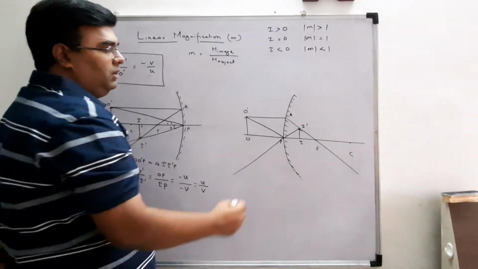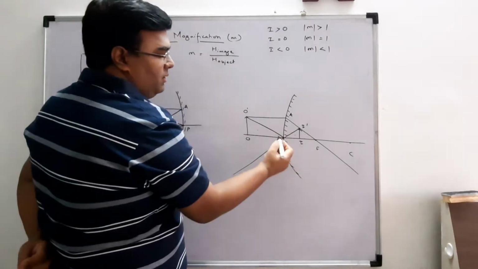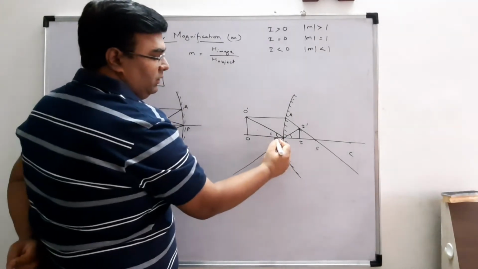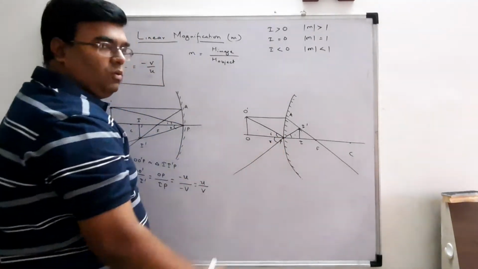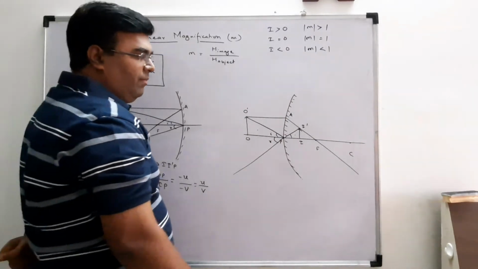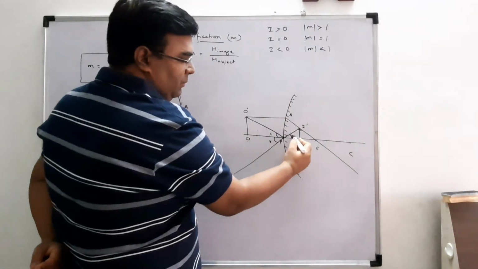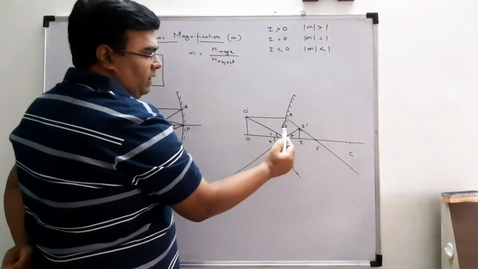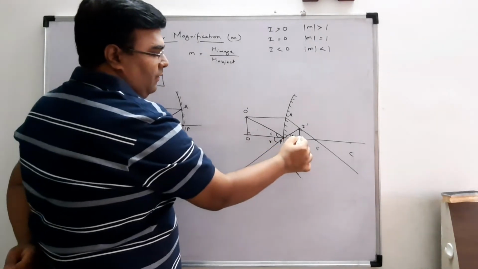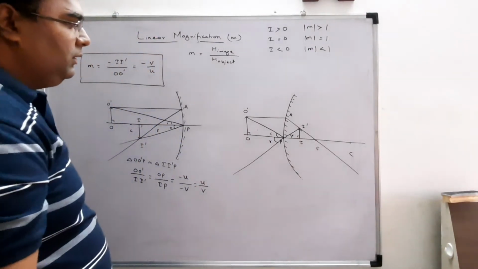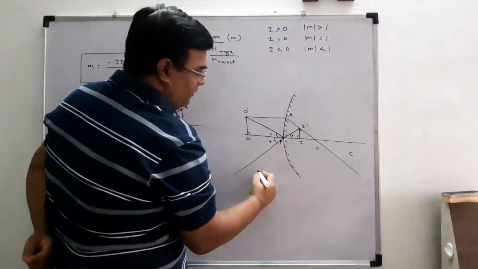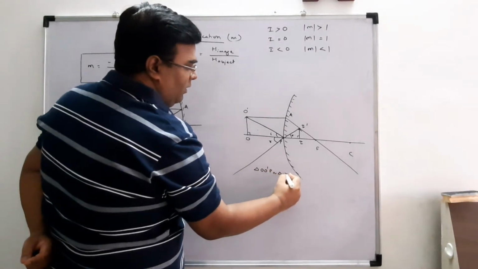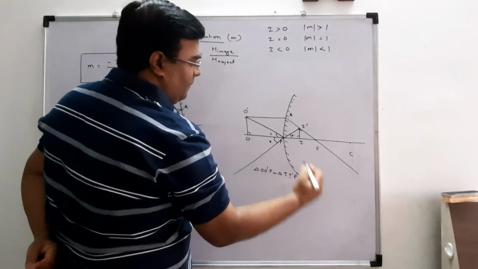Again, we will show these two triangles are similar. How? This is my angle I, this is my angle R. I is equal to R because of the laws of reflection, and these two angles are vertically opposite, so this is also R. So we can say that these two angles are equal and 90 degrees, correct? So here also we have triangle OO dash P is similar to triangle II dash P, right?